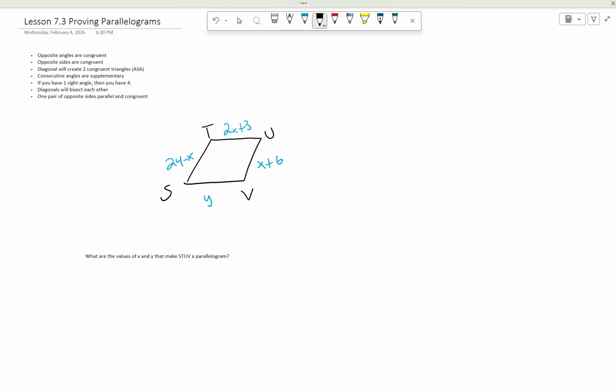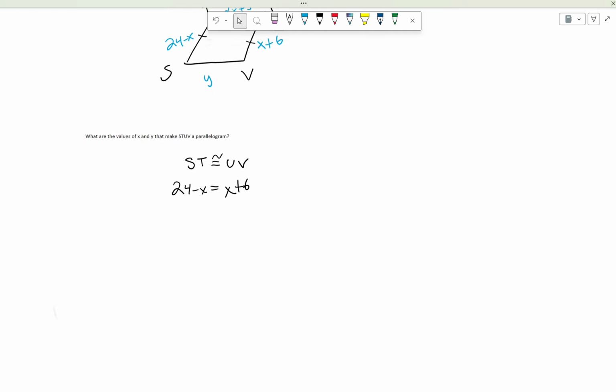Here we go. We know that this and this are going to be congruent, okay? So we know that ST is going to be congruent to UV. So we can just substitute. We'll have 24 minus x. That's going to be equal to x plus 6. And then we're just going to do a little bit of algebra from here, right?